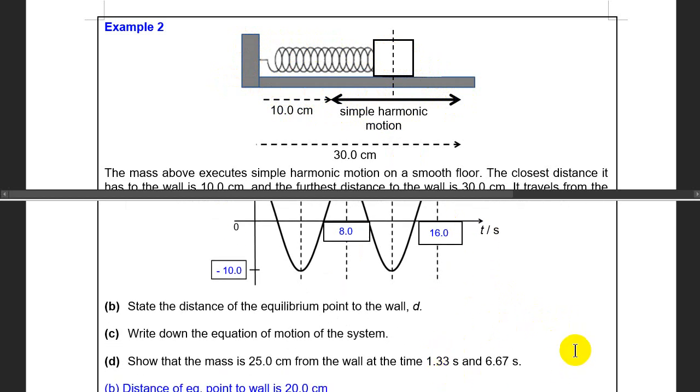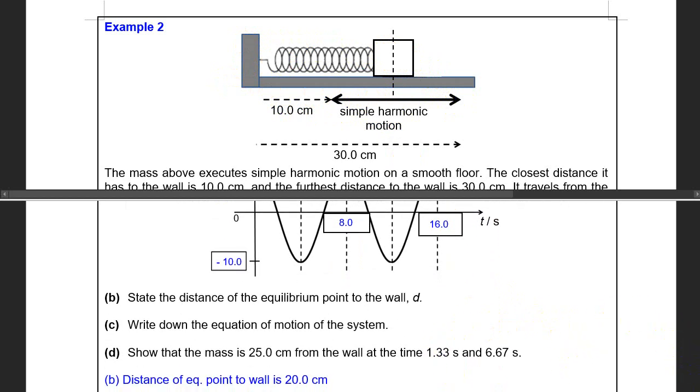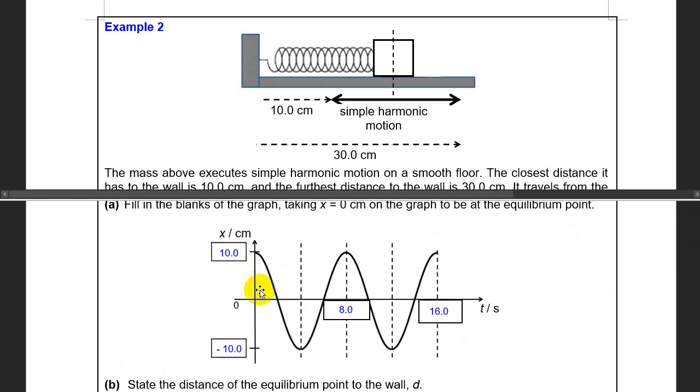Okay, so the answer is 20 cm from the wall. That's part B. Then part C, write down the equation of the motion of the system. Basically, the equation is this graph equation. It's actually a cosine graph, but the amplitude here is 10. So it's going to be 10 cosine graph.